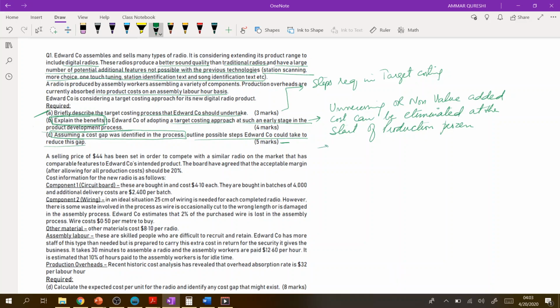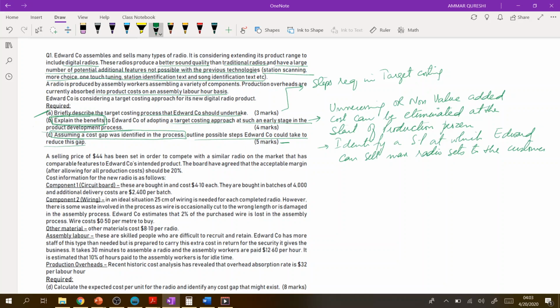And what else can we do? We can identify a selling price at which Edward can sell the maximum units, maximum radio sets, to the customer.